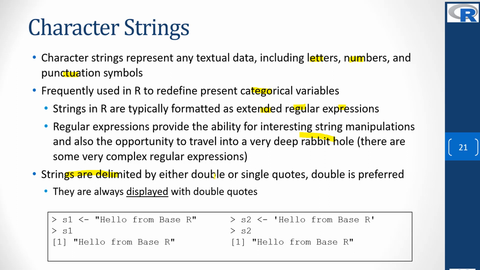In R, we can use either double or single quotes. You need to be consistent with them. Either use all single quotes or all double quotes. Double is the preferred representation. Regardless of whether you use double or single quotes, they'll always be displayed with double quotes. So here I'm creating a string S1, "hello from base R", with double quotes, and it displays in double quotes. Here I'm creating the same string with a different variable with single quotes, but you can see when I display the contents, it shows as double quotes.